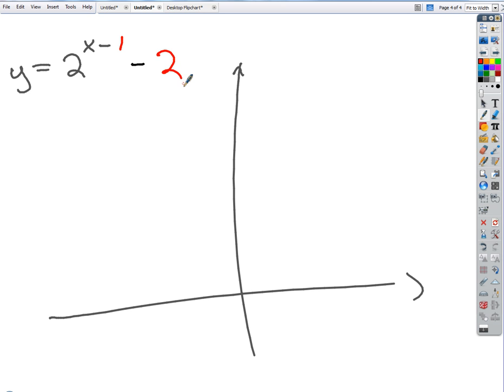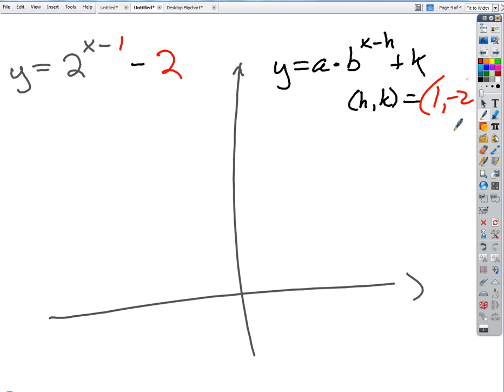Yeah, then k, that's plus k, right? So k is negative 2. Does everybody see that? This is like plugging in values into y equals a times b to the x minus h plus k. It's like picking values, h, k equals 1, negative 2, right? So what does that correspond to? Well, it corresponds to the graph of y equals 2 to the x translated like that.